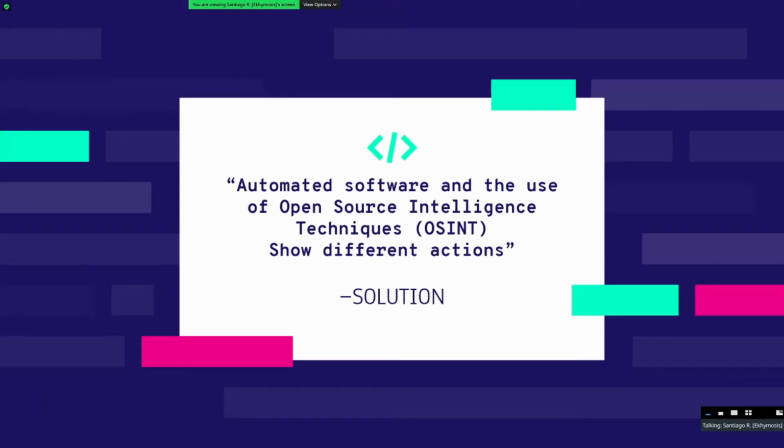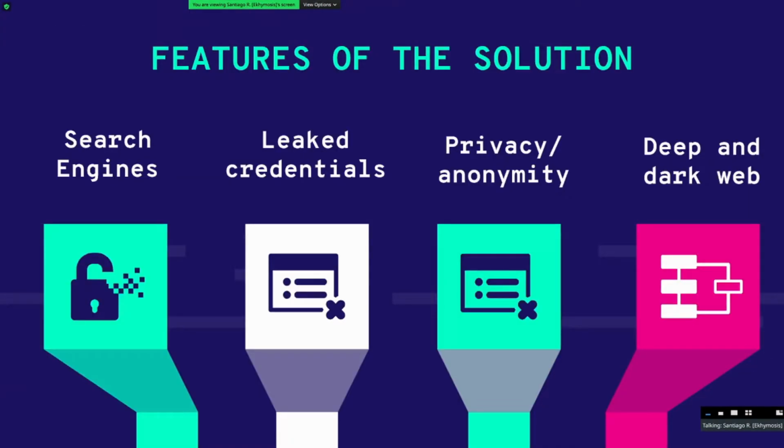So our solution is an automated software which uses open source intelligence techniques and retrieves information about the user, and will show different actions at the end to take into account to improve our exposure on the internet. So our solution has four features.